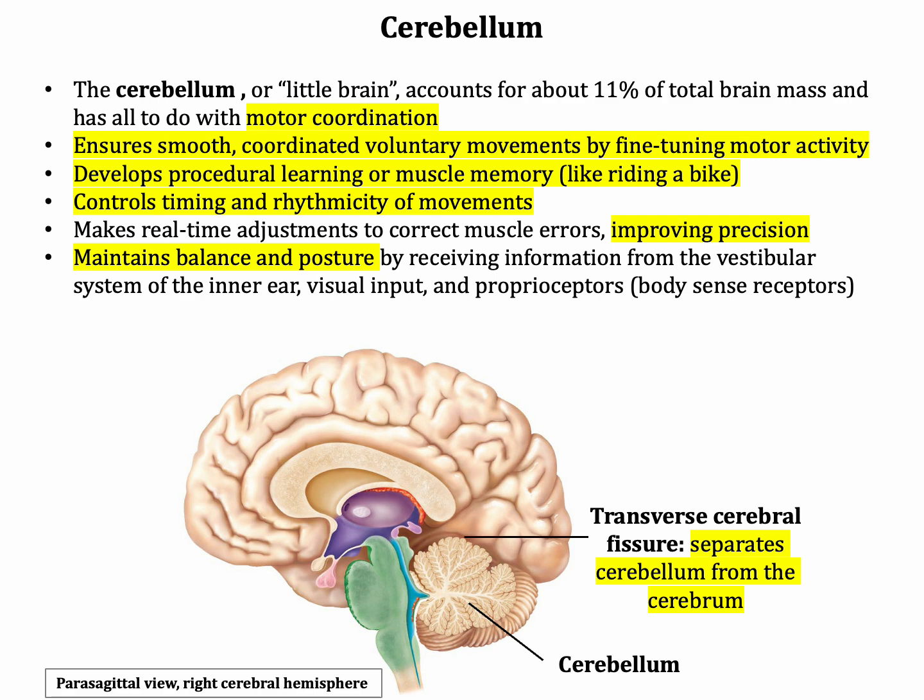It controls timing and rhythmicity of movements. It can improve precision with time. It can correct muscle errors. It maintains our balance and our posture. So it receives a ton of information from all kinds of different sensory receptors and other brain structures, and it interprets, it processes all that information for adequate motor control.